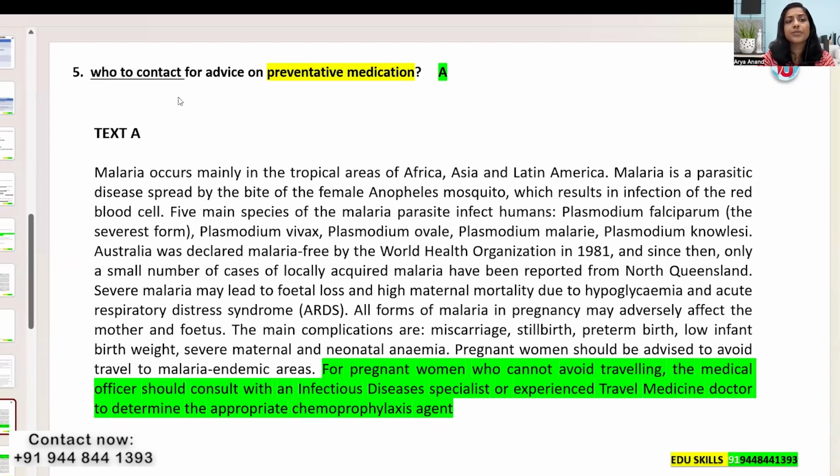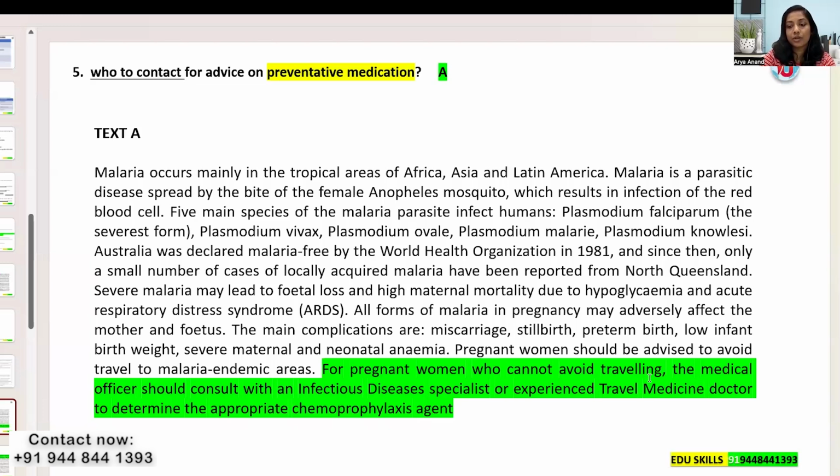So question number 5, who to contact for advice on preventive medication? So who to contact, D. For preventive medication means what? The synonym they have used here in the text is what? Can you find out the word? Preventive medication. Prophylaxis agent, chemoprophylaxis agent. The other name of preventive medication is chemoprophylaxis. Synonyms. Okay.